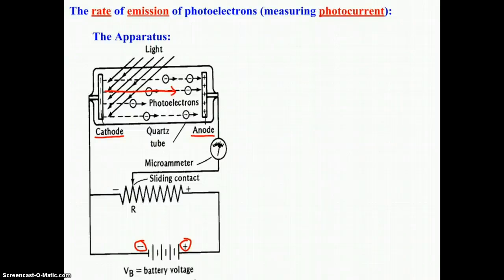So they go over here to the positive plate, move through the circuit, pass through this microammeter because we're measuring a very small amount of current, not talking about a lot of current here. And electrons continue on through the circuit and go to the positive terminal of the battery. The battery does work, puts the electrons back on the negative terminal, which puts the electrons back on the negative plate, and the process continues.